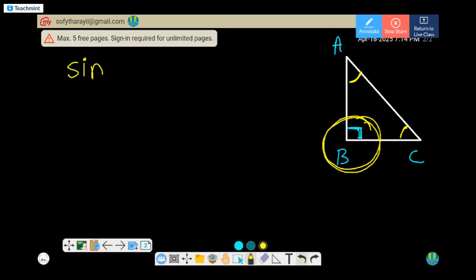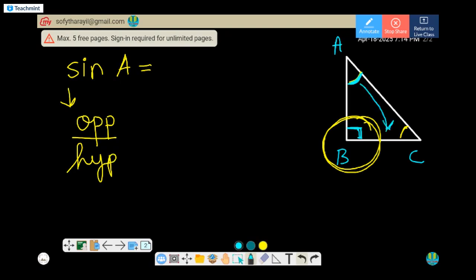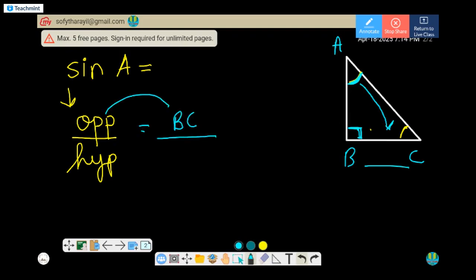So we will begin with, let's say, sine A. Now what is sine? Sine is whatever is the opposite side upon the hypotenuse. You can write that down. Sine is opposite side upon hypotenuse. Now you have to look at angle A, because we're writing for sine A. See what is the opposite side. What is the side just in front of it? That side is BC. Correct? So the opposite side is BC upon the hypotenuse. What is the hypotenuse here?